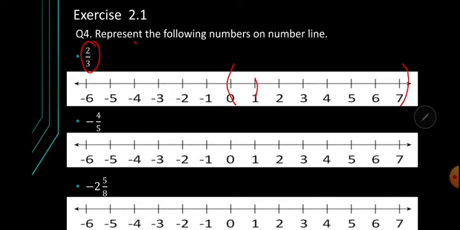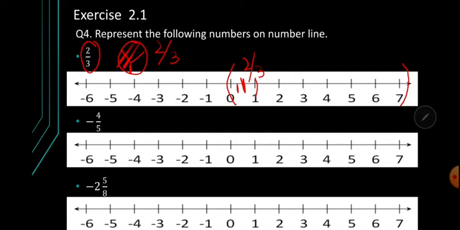2 by 3 means that if we have a circle and we divide it into 3 equal parts and 2 parts are shaded, we write it as 2 by 3. The same goes with the number line. We divide 0 to 1 into 3 equal parts and then count 2 from 0. So this is the representation of 2 by 3 on the number line.